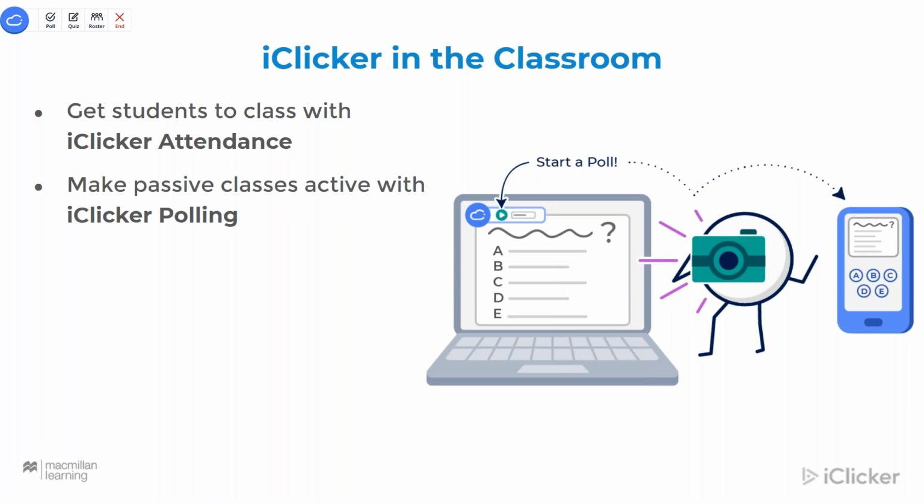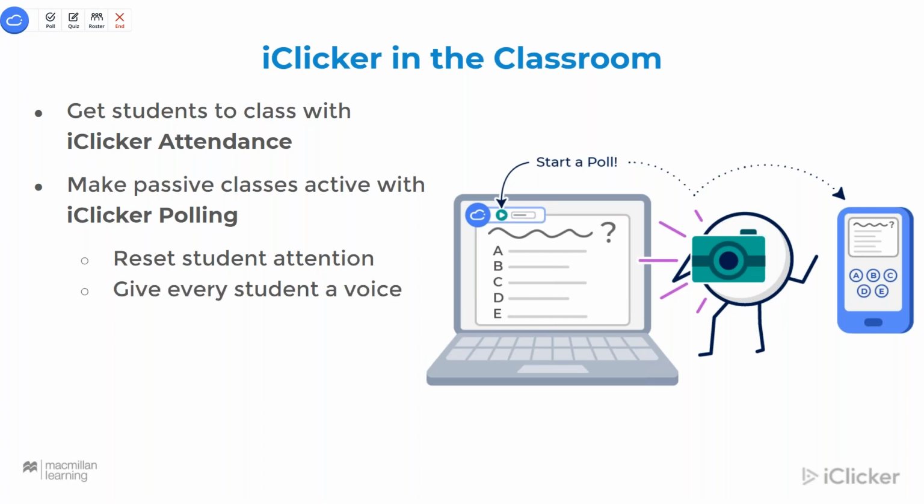You can also then make your passive classes active with iClicker polling questions. One of the things that we've seen with iClicker is it's a great way to reset student attention. Students come to class, and after 5 to 10 minutes, their mind has been grabbed by something else. And when you ask them an iClicker polling question, it asks them to re-engage with your material. And they also feel like, hey, my instructor really cares about my opinion, or they really want to know if I'm able to answer this question correctly. And so they get a little bit more skin in the game when they're listening to your lecture.